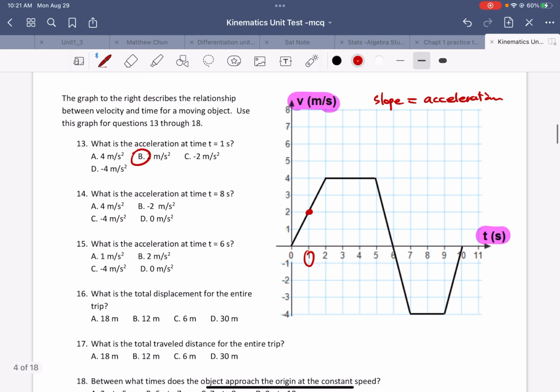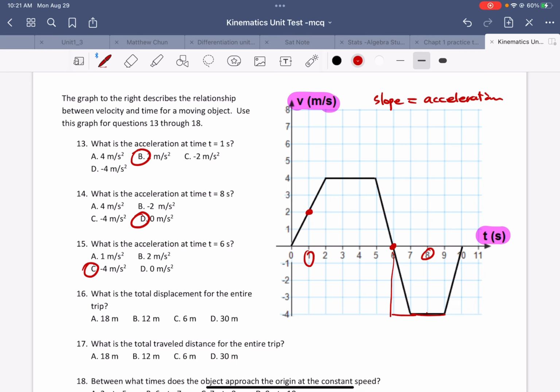Now, what is the acceleration when t equals 8? T equals 8 right here. So you see that slope is 0 there, so 0 meters per second squared. Acceleration at t equals 6 right here: that slope is negative 4, right? So negative 4 over 1, so negative 4.